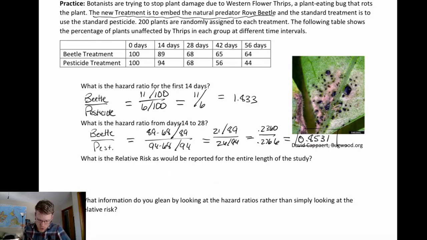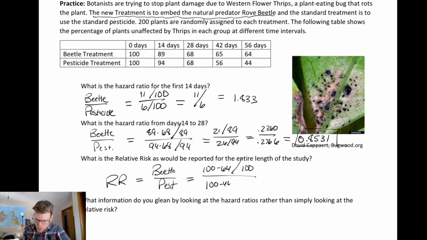So the relative risk measure here is going to be, again, the beetle group over the pesticide group, just to identify which group is going where again. And the number of new cases is going to be 100 minus 64 over 100 divided by this 100 minus 44 over 100. And just a notation thing, that's in parentheses, that's all divided by 100 in each case. And so if we calculate this out, we're going to get 36 over 100 over 56 divided by 100. And that would just be 36 over 56.